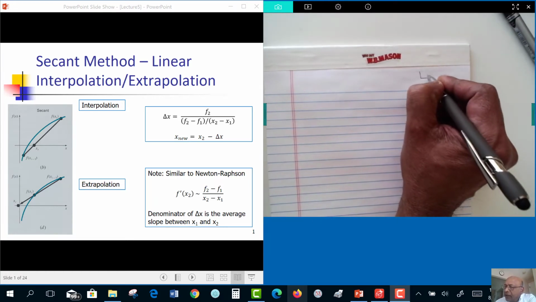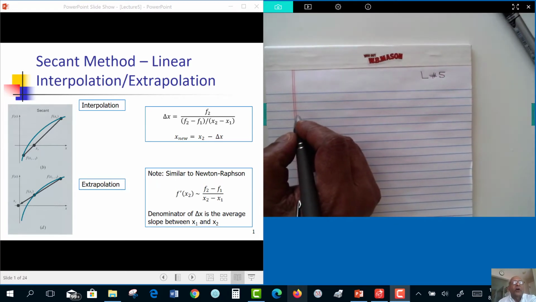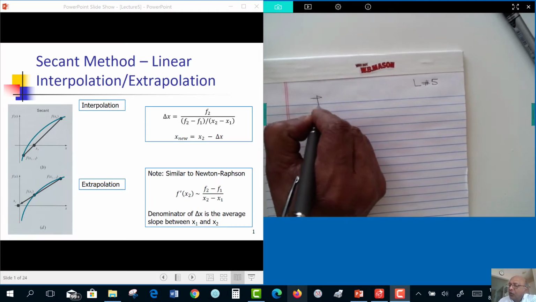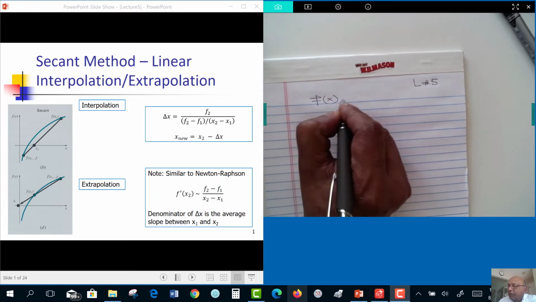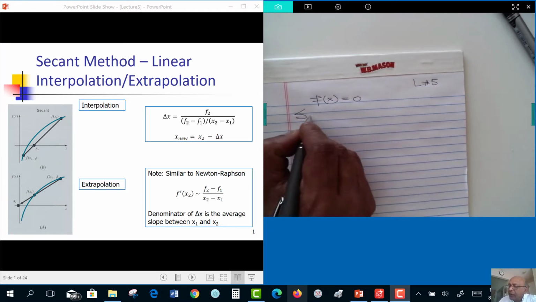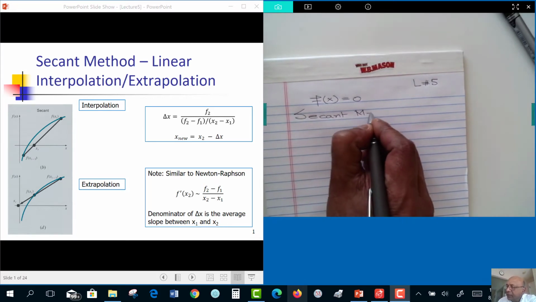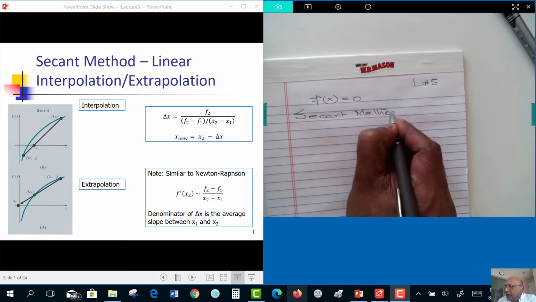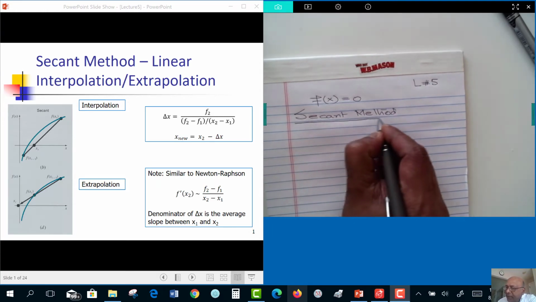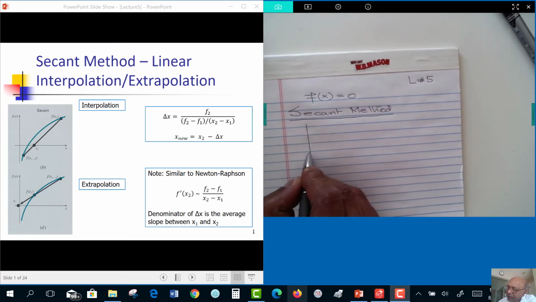So we are in lecture number 5. We just finished talking about Newton-Raphson method to solve for root of an equation of the form f(x) is equal to 0. So now we are going to talk about the next non-bracketing method called the secant method. So secant method is basically a minor variation on Newton-Raphson method.